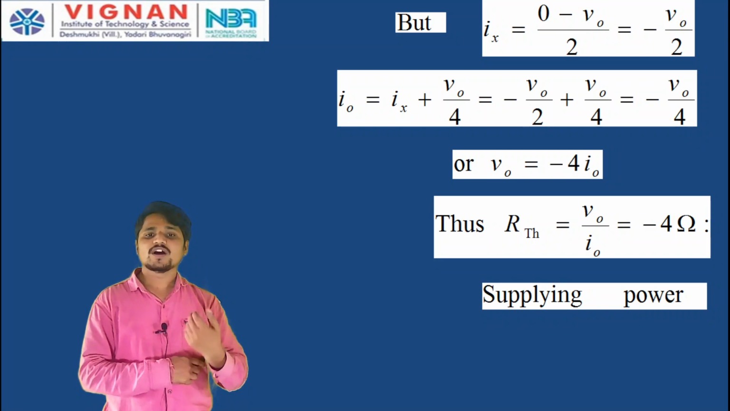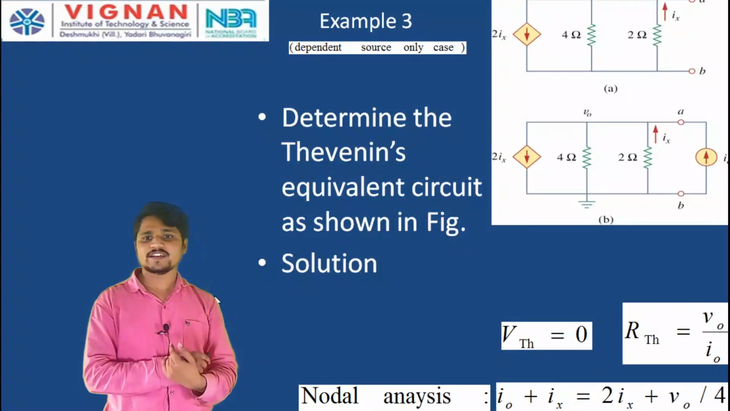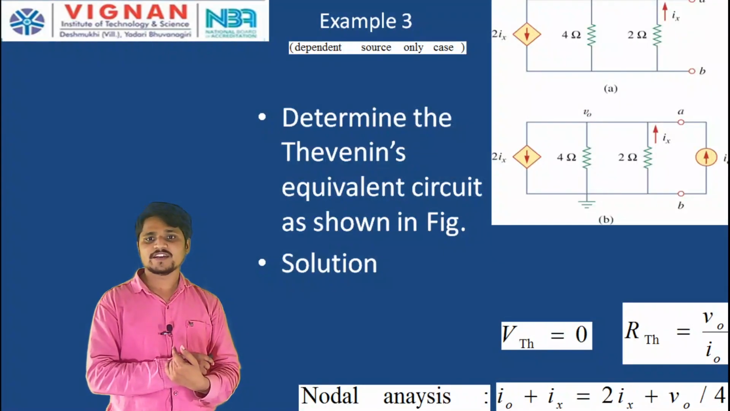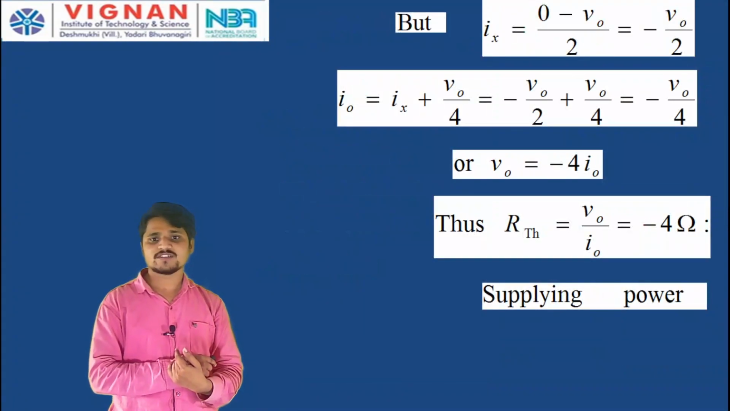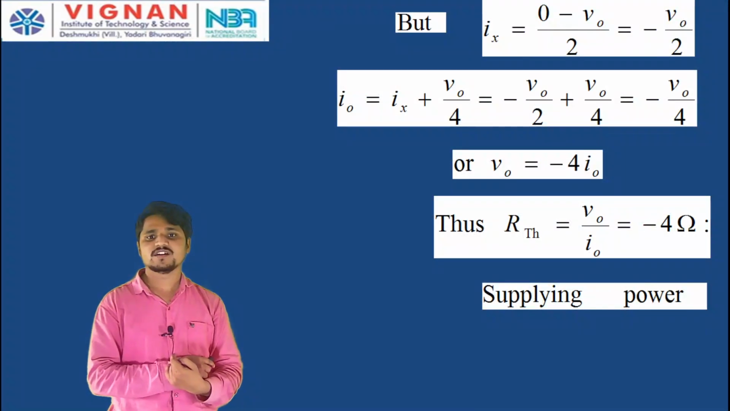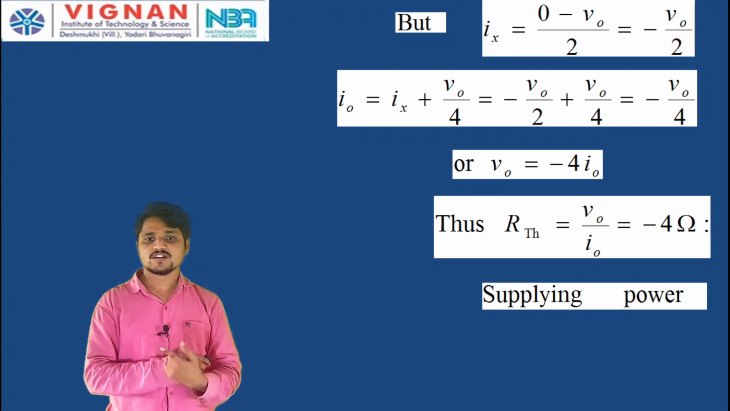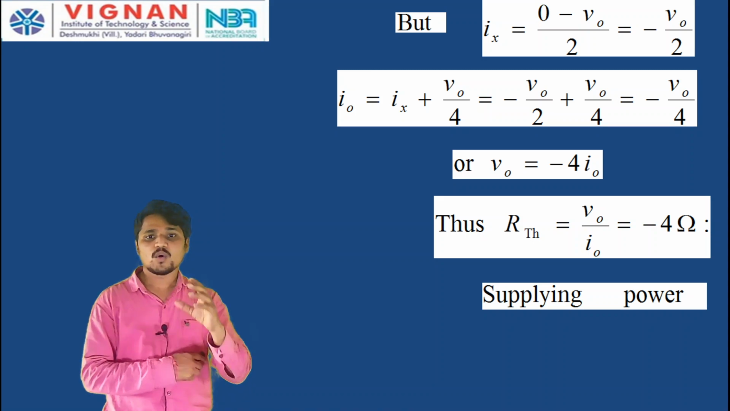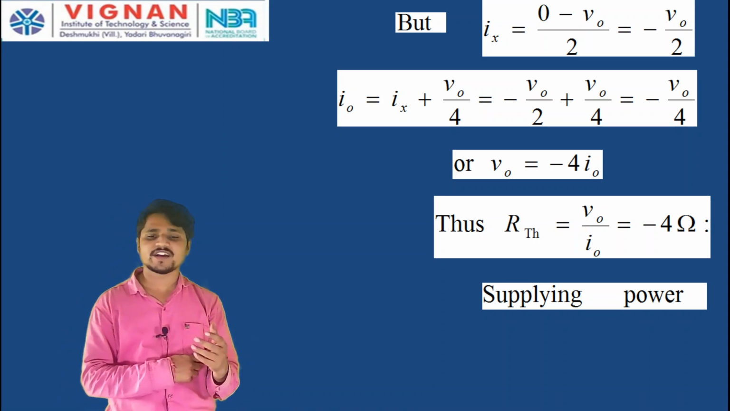Thus, for R Thevenin, we applied V naught here. So, what is R Thevenin? R Thevenin is equal to V naught by I naught. See here, V naught is equal to minus 4 into I naught, so R Thevenin is equal to V naught by I naught, that is minus 4 ohms. So, what does this minus indicate? This minus indicates that it is supplying power.